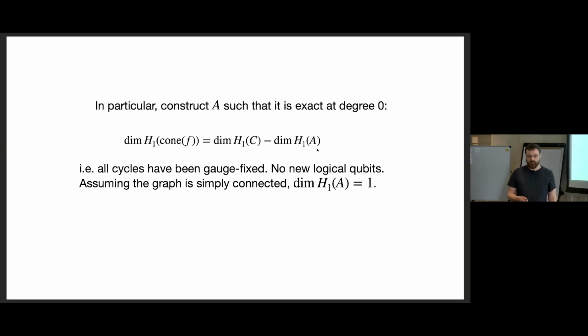Okay. Now the other thing about choosing a graph complex is that, assuming that the graph is simply connected, and there are some good reasons for assuming that, then the dimension of this homology space is going to be 1. And so the maximum number of logical qubits that you can measure simultaneously with a single one of these graph complexes at the same time is going to be 1.